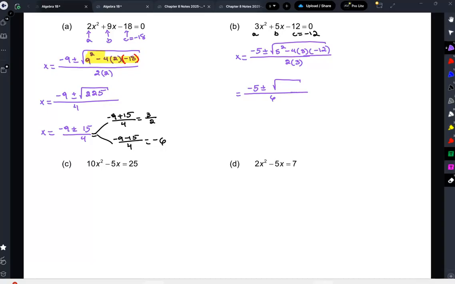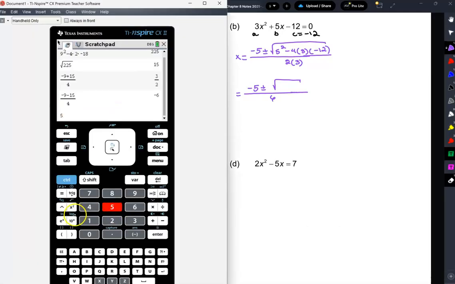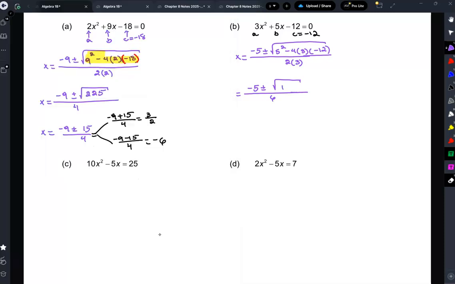All right? So now we're going to plug this in. So it's going to be 5 squared minus, take a look at how else I can put this in. 4 times button, 3 times button, parentheses, negative 12. When you have the negative numbers, the parentheses is not optional. You have to do it. So that should give you 169. Do we know what the square root of 169 is? 13. So now if you don't, you plug it in, right? Negative 5 plus or minus 13 over 6.